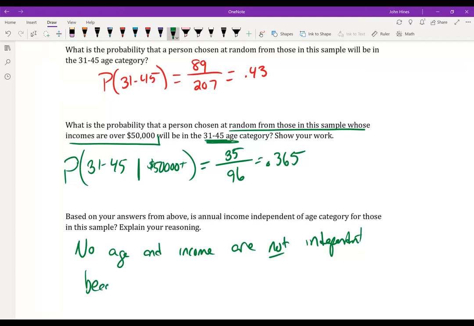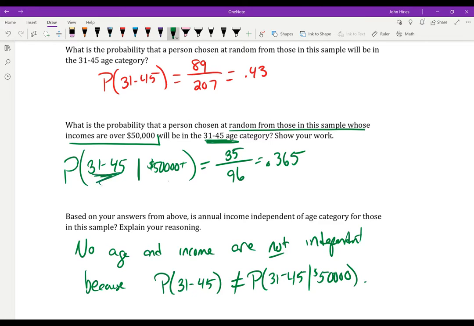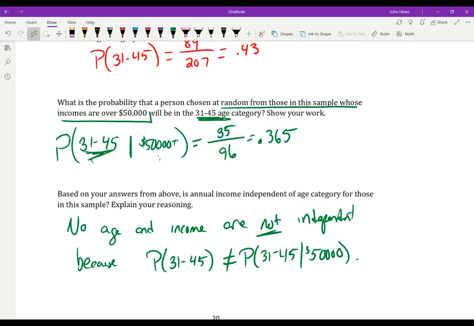Why? Because the probability of picking a 31 to 45-year-old is not the same as the probability of picking a 31 to 45-year-old given they make over $50,000. Since those two probabilities aren't equal, it's less likely to find a 31 to 45-year-old in that income bracket. They are not independent events. There's an association. Something is happening behind the scenes here.